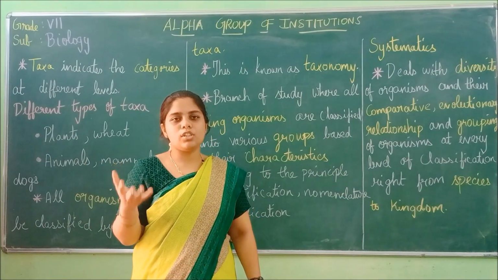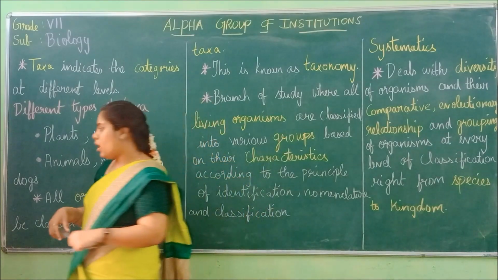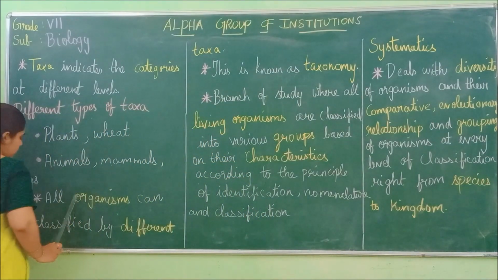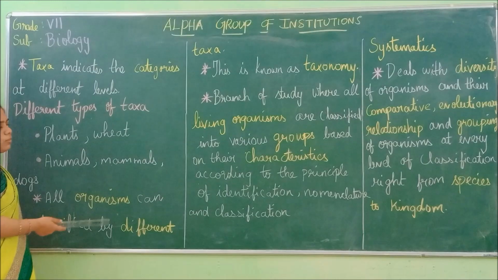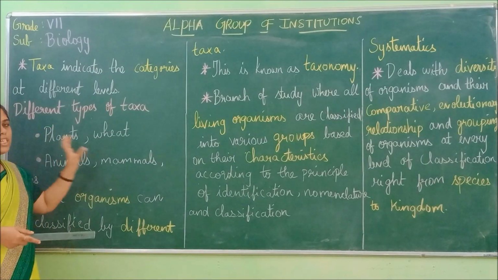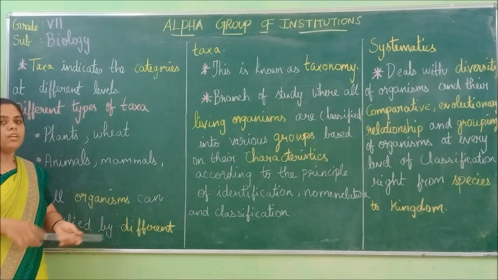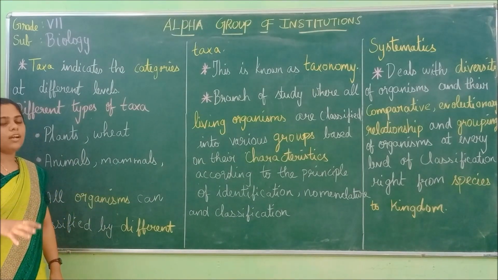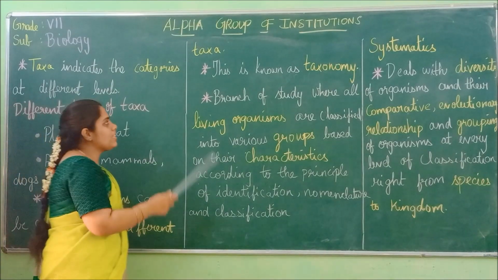That is nomenclature, identification and classification. Then what does taxa do? It helps to classify all the organisms by different taxa, that is plants, animals, insects. Those are also taxa only. So we use taxa to classify the organisms.